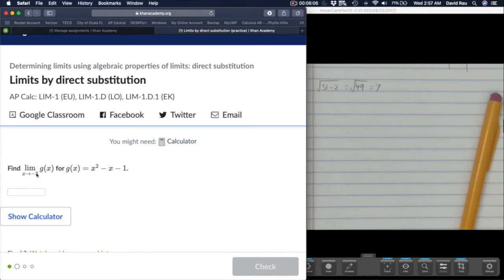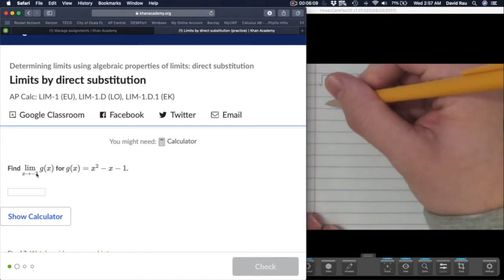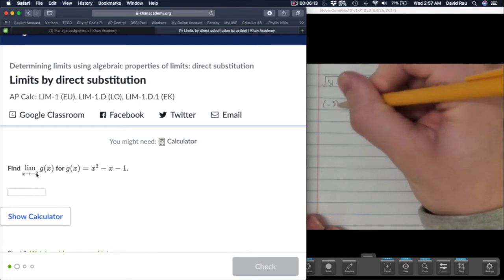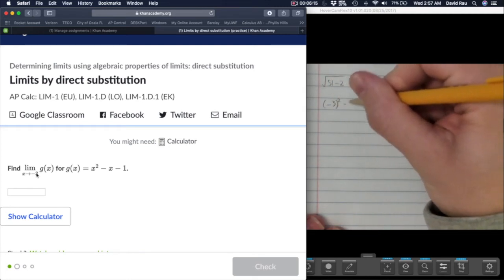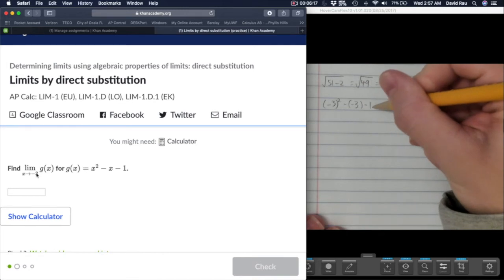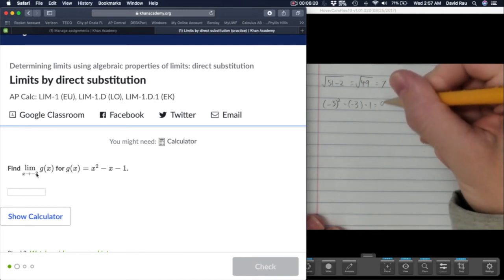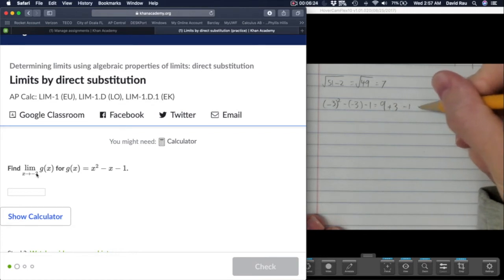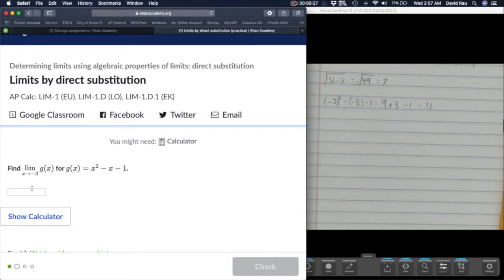Right, up next, same idea. We need to find the limit as we approach -3. Let's first just try plugging in -3. And when you do that, make sure that's positive 9, because of that double negative, you'll have plus 3 minus 1. So it looks like the answer is 11.